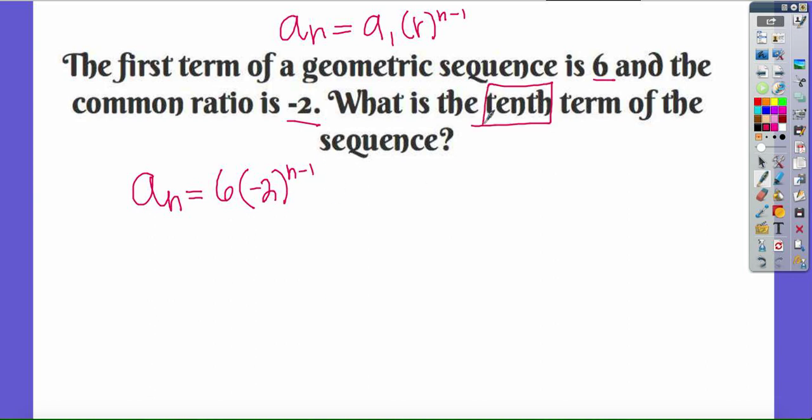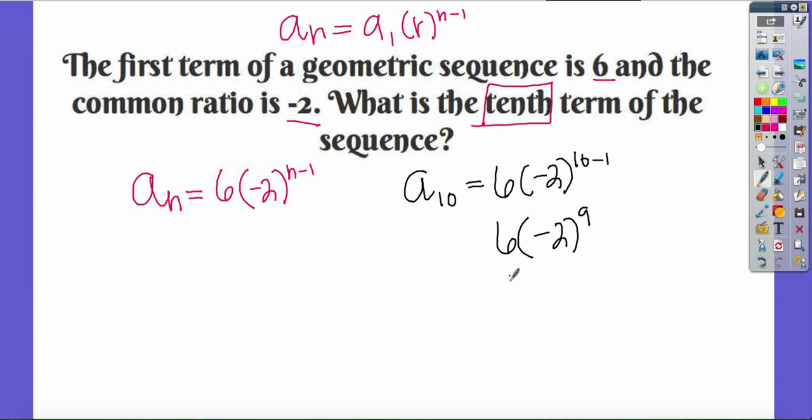They want to know the 10th term. So we're going to do a sub 10 equals 6 times -2 to the 10 minus 1 power. This one's a lot cleaner. So 6 times -2 to the 9th power. So 6 times, find out what -2 to the 9th power is, and that happens to be -512, and then I would multiply that by 6 to get our answer of a sub 10 equals -3072.